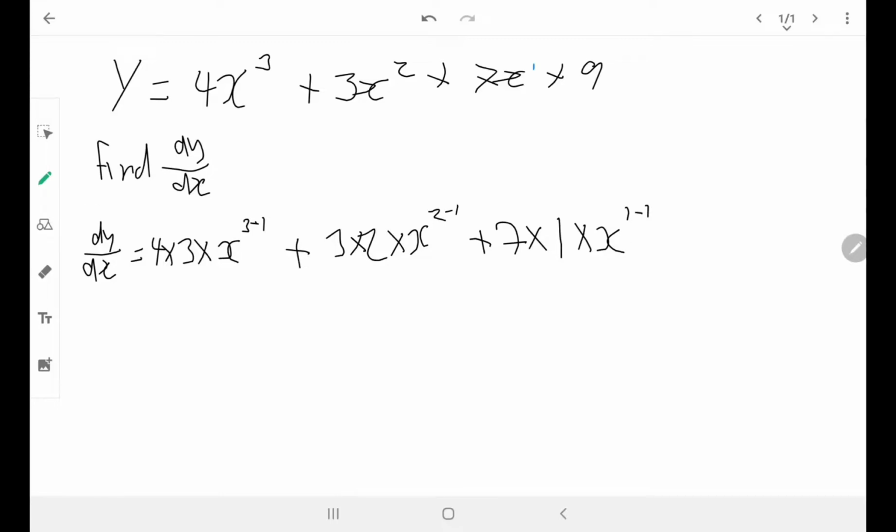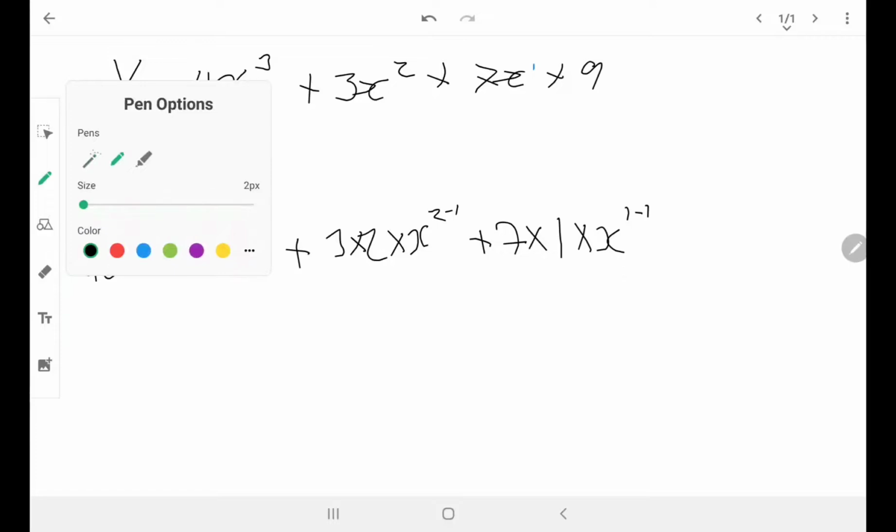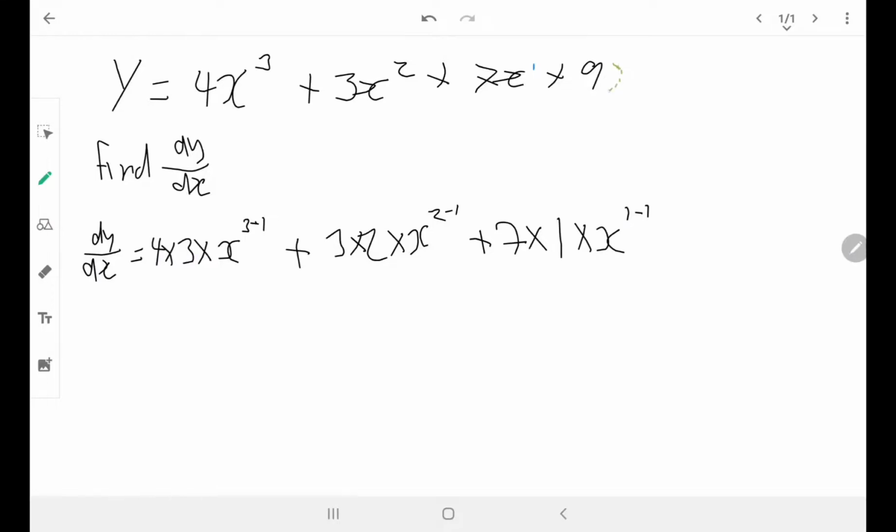And then your last bit, well, 9 can be represented as x to the power of 0. So in this case, we add 9 times 0 times x to the 0, in theory minus 1, but actually this bit here will just disappear, because we've got 9 times 0, and anything times 0 is 0.